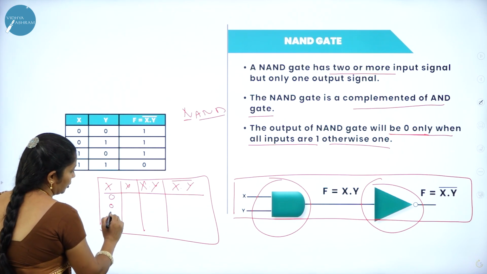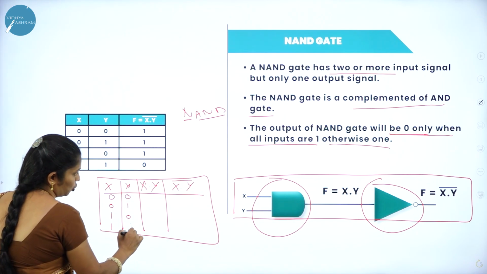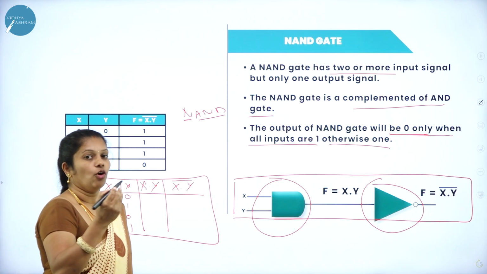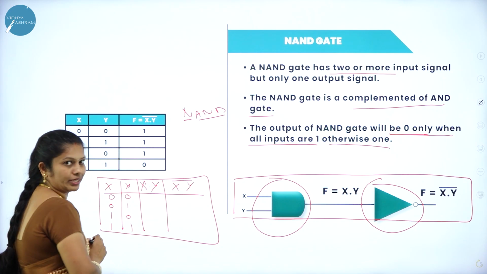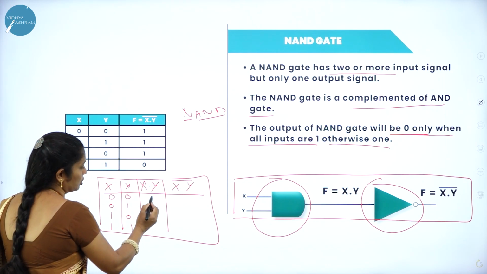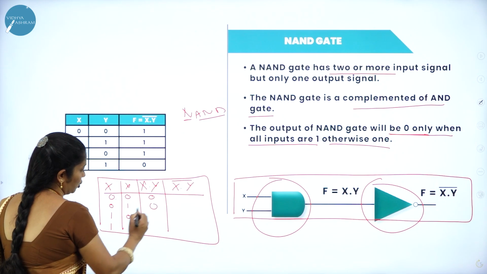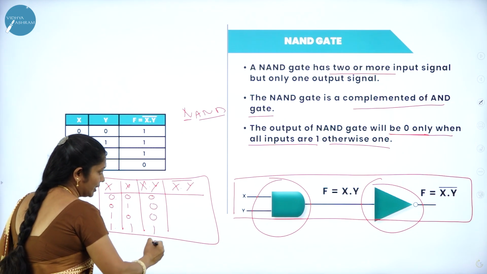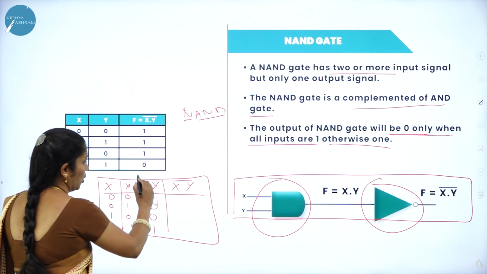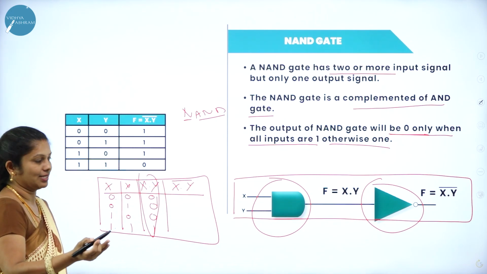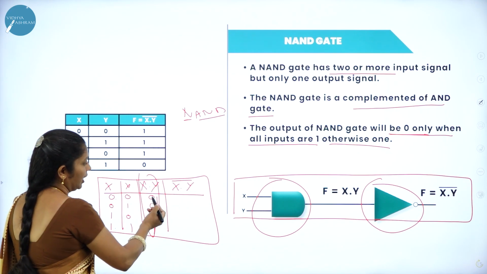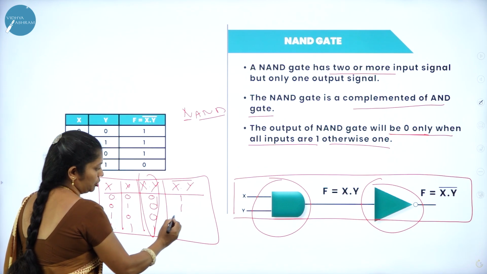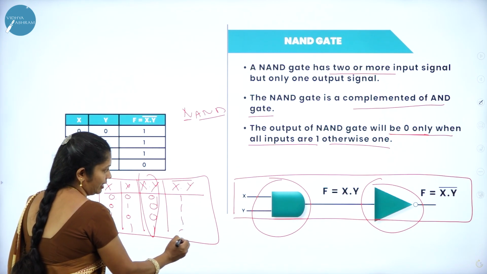For example, 00, 01, 10, 11. X into Y means the AND operation. AND means if all the inputs are 1, then only the output becomes 1. Otherwise it is 0. See, first case 0 into 0, 0; 0 into 1, 0; 1 into 0, 0; 1 into 1, 1. Then whatever result we get for X into Y, just reverse that to find X into Y whole bar. That is 0 here, then 1, 1, 1, and here 1 becomes 0.